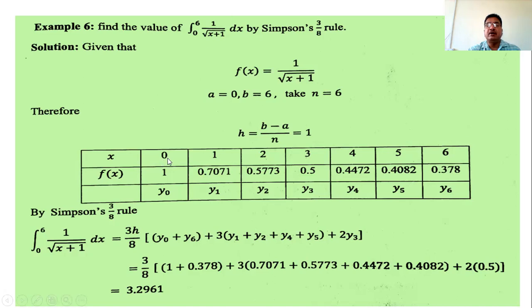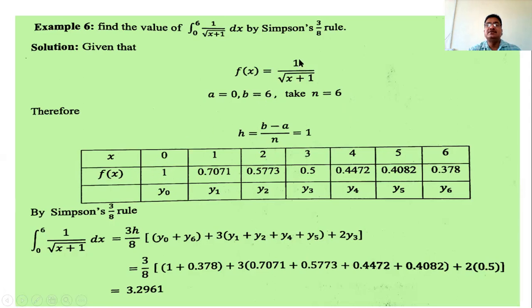And if you count these values, there are 7 of them, because the number of intervals is 6. These values of x are called ordinates. So we have 7 ordinates. The number of intervals is 6, but the ordinates are 7. And the values of y are also 7 in number. And how can we find f(x) or y?